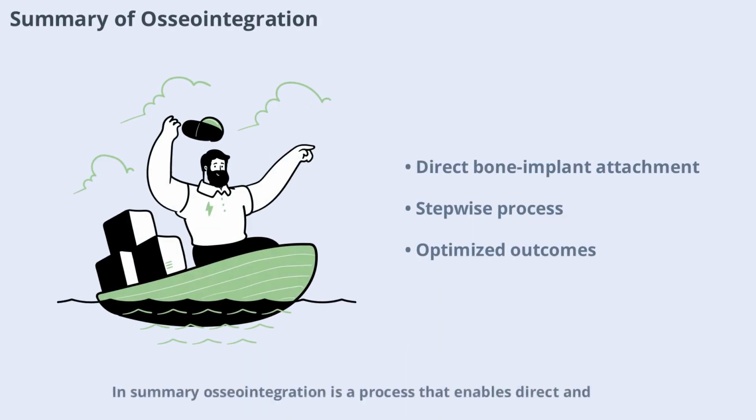In summary, osseointegration is a process that enables direct and stable attachment of bone tissue to an implant without intervening soft tissue. The process involves several steps, from woven bone formation to lamellar bone replacement, and is influenced by factors such as material biocompatibility, surgical technique, and healing protocols. Understanding osseointegration is essential for optimizing implant outcomes and ensuring long-term success.